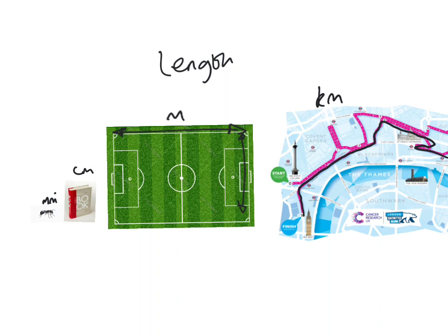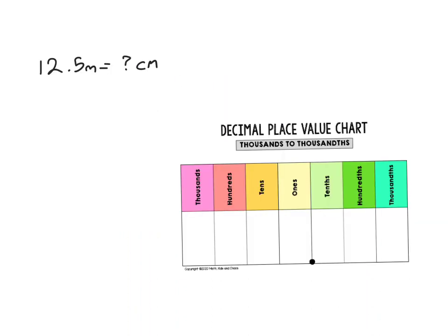And what do we know about them? Well, there are 10 millimetres in 1 centimetre. There are 100 centimetres in 1 metre. And there are 1,000 metres in 1 kilometre. And we can use that to convert. So 12.5 metres is how many centimetres? Well, we know 1 metre is 100 centimetres. So to convert from metres to centimetres, I have to times by 100.